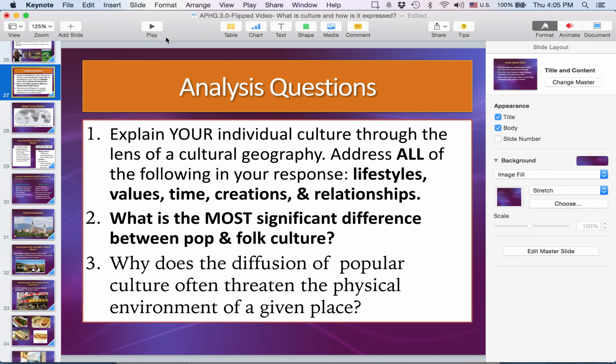Describe the most significant difference between pop and folk culture, and why does the diffusion of popular culture often threaten the physical environment of a given place? That is it.